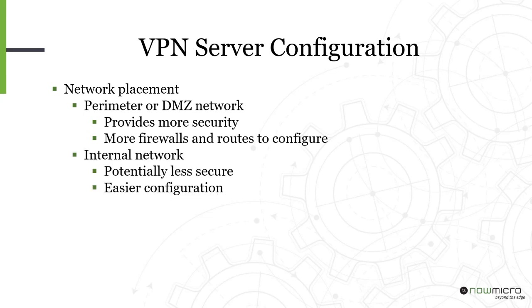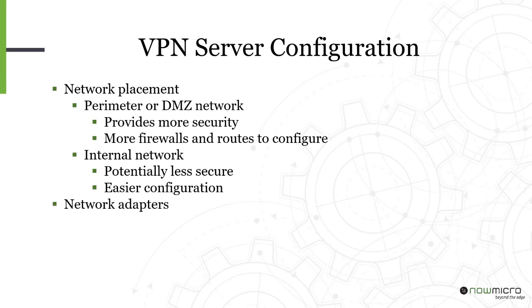The VPN server can be placed on your internal network as well. This is potentially a less secure option. However, it can make for an easier network configuration. Another option could be to utilize VLANs or access control lists to control communications going to the VPN server. There's really a lot of different options here, and this is a pretty important part of an Always On VPN deployment. So definitely spend some time discussing this before starting a project.